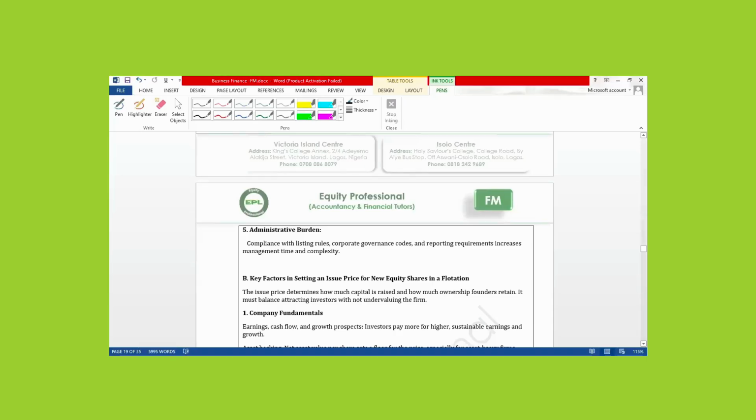We are trying to raise finance. We now want to issue new shares. We must determine the price of the new shares. That price must be balanced between attracting investors. It must not be too high, so as to get investors to buy. Again, it must not be too low, so as not to undervalue your firm. If the price is too low, that means you are undervaluing your business. What are these factors we are going to consider?